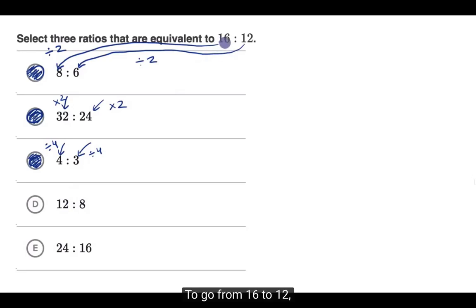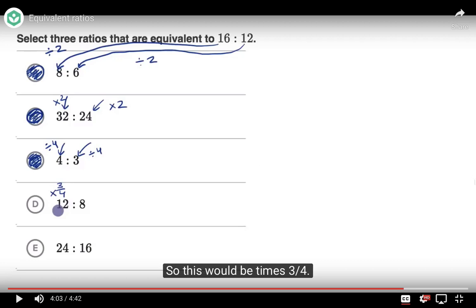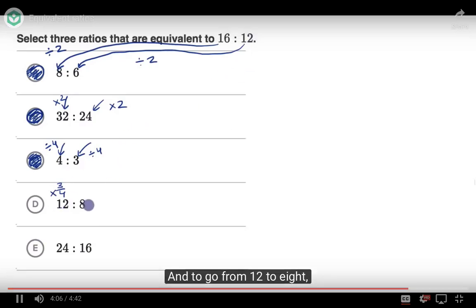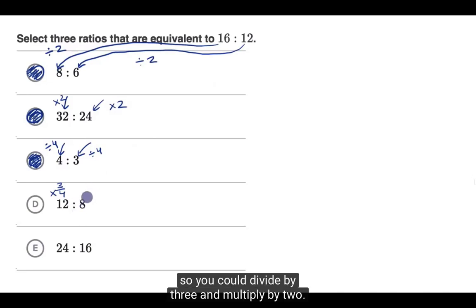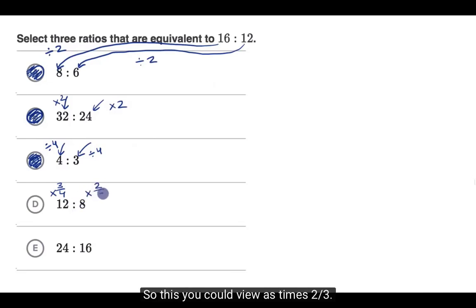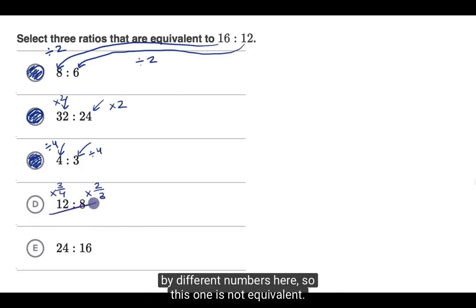Now let's think about it. To go from 16 to 12, how do we do that? Well, to go from 16 to 12, you could divide by 4 and multiply by 3. So this would be times 3/4. But then you also have to do that with the 12. But that won't work, because 12 divided by 4 is 3. Times 3 is 9, and that's not 12. And to go from 12 to 8, you could divide by 3 and multiply by 2. So this you could view as times 2/3. So you'd be multiplying or dividing by different numbers here. So this one is not equivalent.